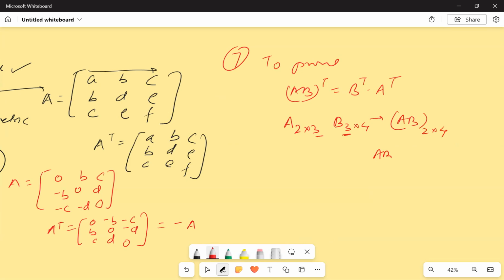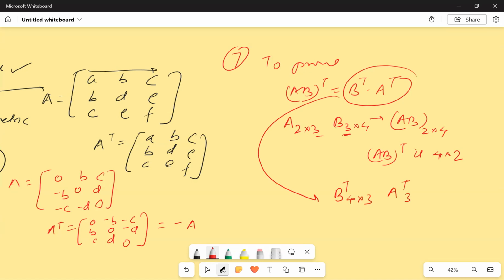So AB transpose is 4 into 2. This will only be possible if we multiply B transpose, which is 4 into 3, and A transpose, which is 3 into 2. So these two will be removed and BT, AT will again be 4 into 2. So AT into BT will not be possible. You will have to reverse it. 4 into 2 and 4 into 2 will match.